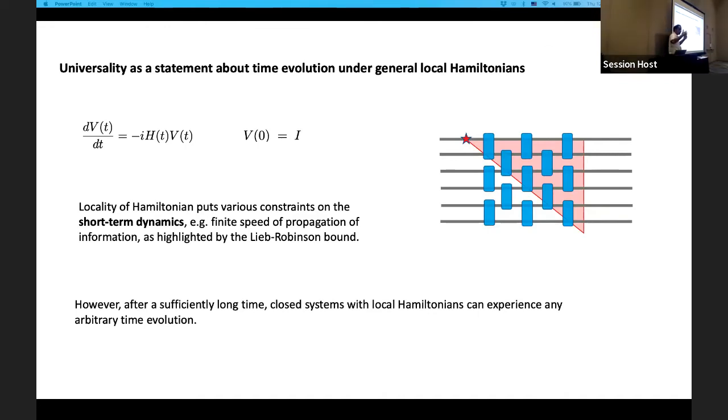you can argue that it actually captured a more fundamental fact about dynamics of local quantum systems. It basically says that although locality puts various constraints on the short-term dynamics of the system, for example, it implies finite speed of propagation of information, it doesn't restrict possible time evolution that the system can have after a sufficiently long time. If you give the system enough time, it can experience any arbitrary unitary evolution. In other words, locality alone doesn't restrict the possible time evolutions that a system can have.